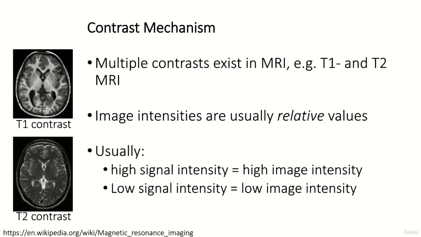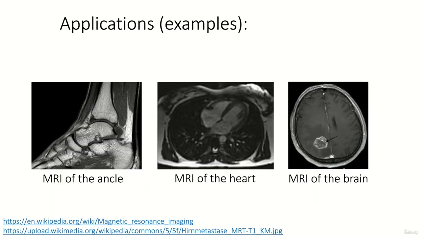As usual, let's conclude this short lecture by looking at some examples. On the left, you can see an MR image of an ankle in sagittal orientation. The central image visualizes an MRI of the chest in axial orientation. And last but not least, on the right, you can find an examination of the brain that revealed a metastasis.